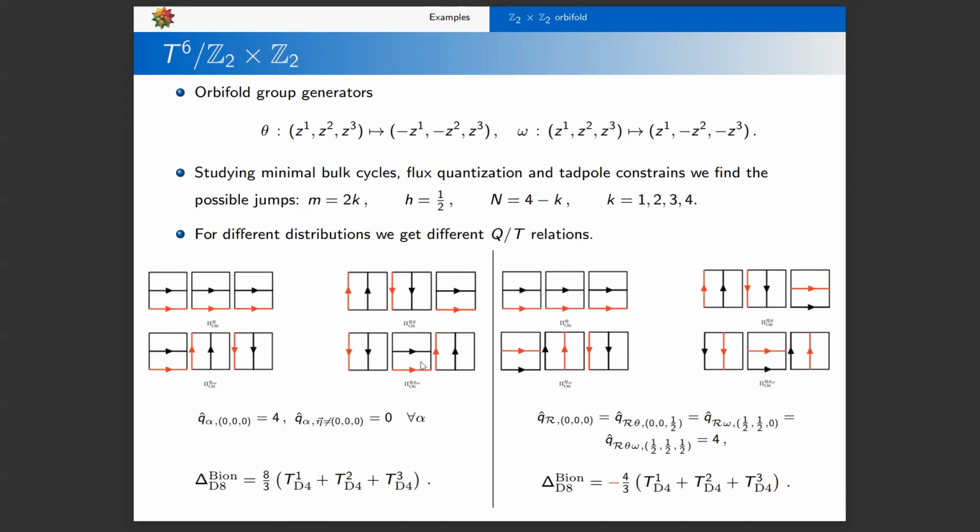For this setup, the relation satisfies the weak gravity conjecture. We are managing to find a system where the charge is greater than the tension thanks to the D8 bion.